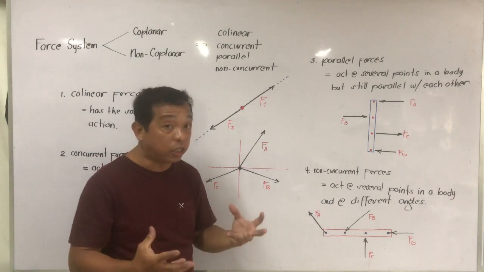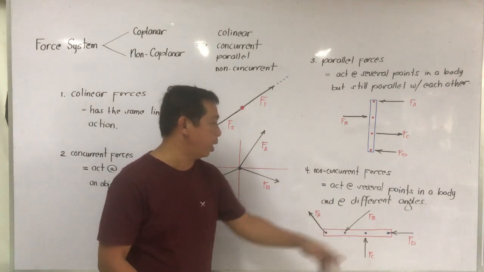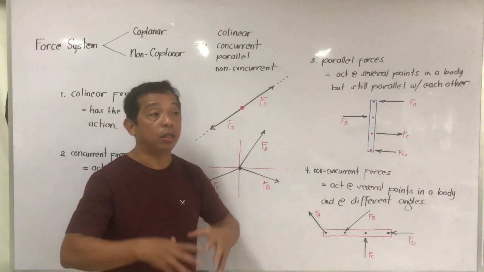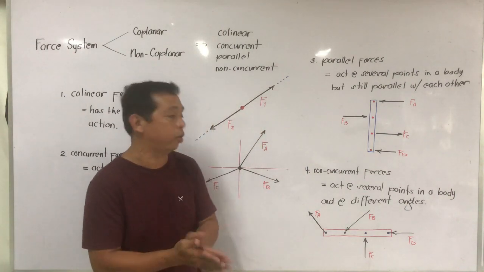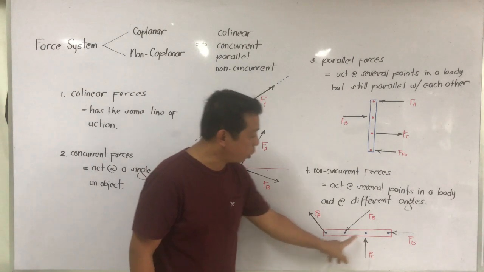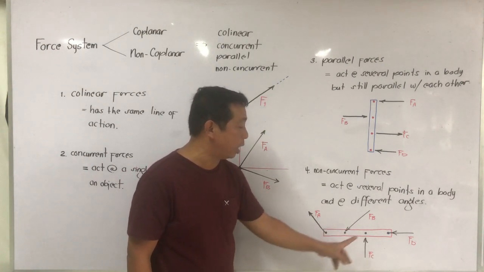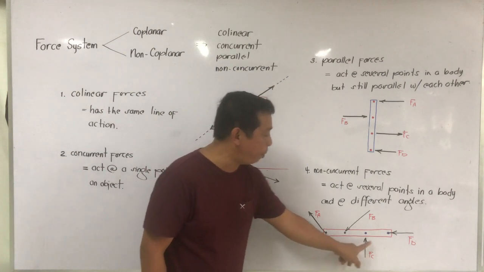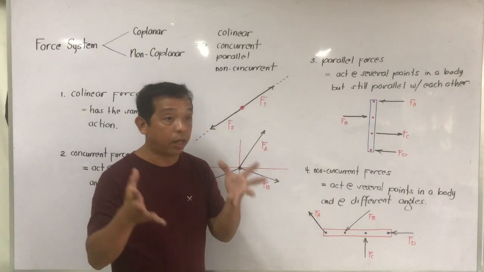And lastly, yung mas madalas na ma-encounter natin, yung tinatawag na non-concurrent forces. These are forces acting at several points in the body and at different projection angles. Ito yung isang simpleng illustration nun. Horizontal bar or beam acted upon by forces A, B, C, and D. So there are several points, sila tumatama, tapos at different angles.